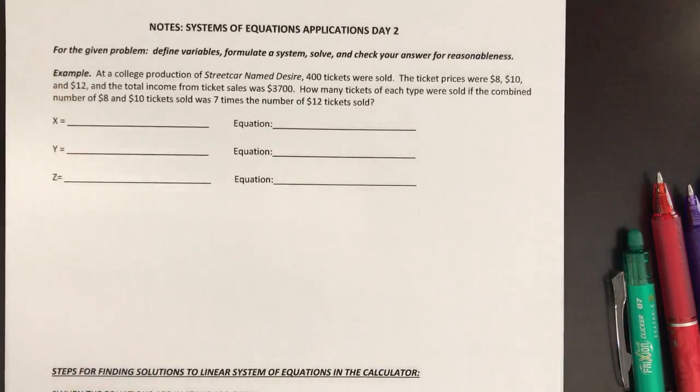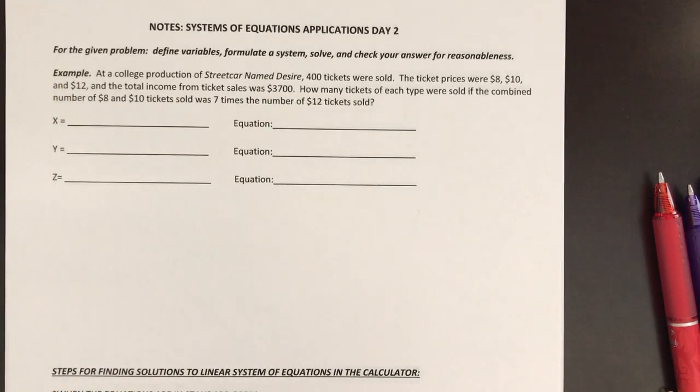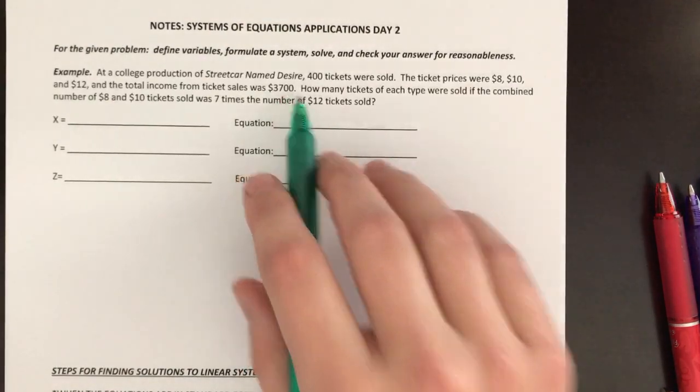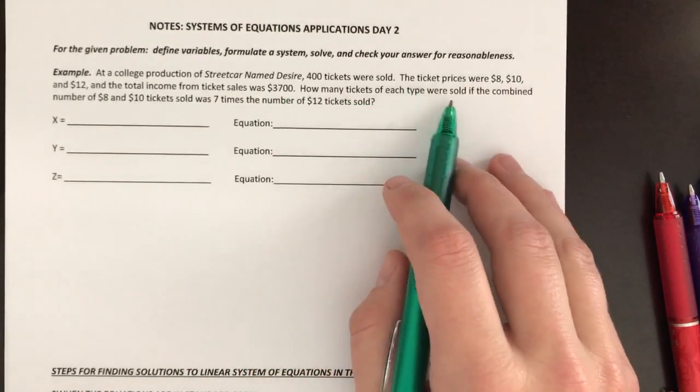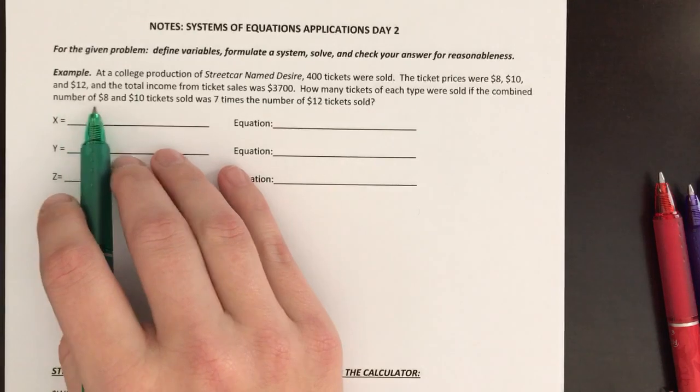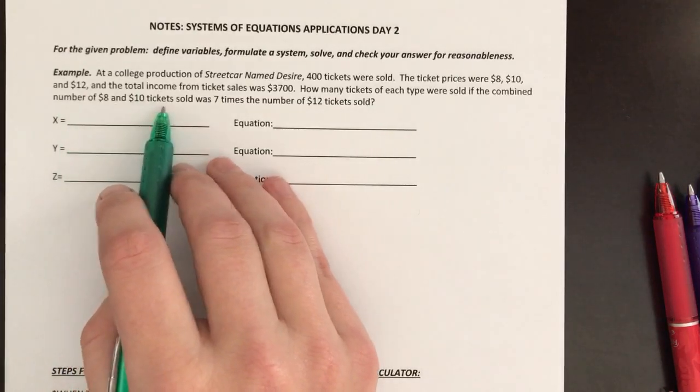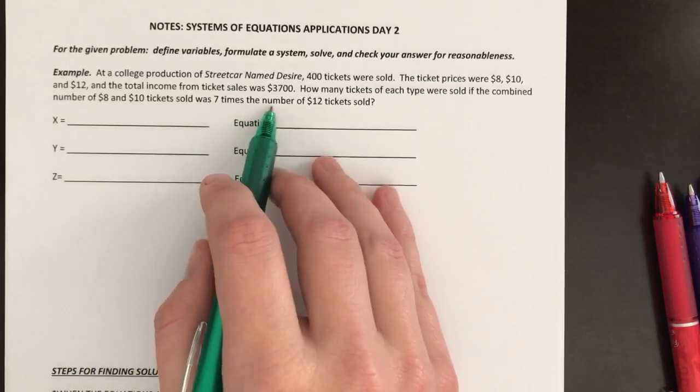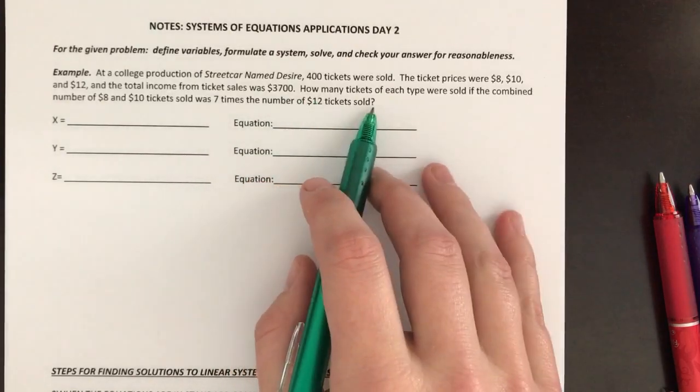So here's our example. At a college production of Streetcar Named Desire, 400 tickets were sold. The ticket prices were $8, $10, and $12, and the total income from ticket sales was $3,700. How many tickets of each type were sold if the combined number of $8 and $10 tickets sold was 7 times the number of $12 tickets sold?